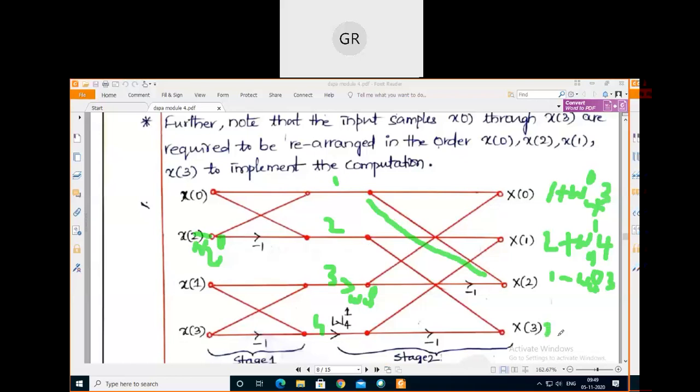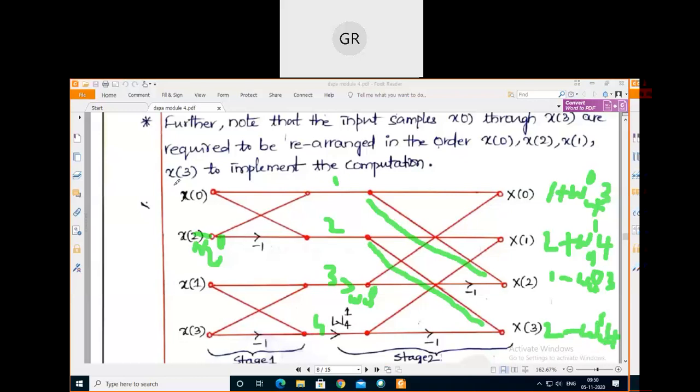Then x of 3. The second butterfly here. This one. X of 3 we can consider this one: 2 minus sign W4 to the 1. Okay. Which value here? We consider the fourth value. Like that we can do the simplification.